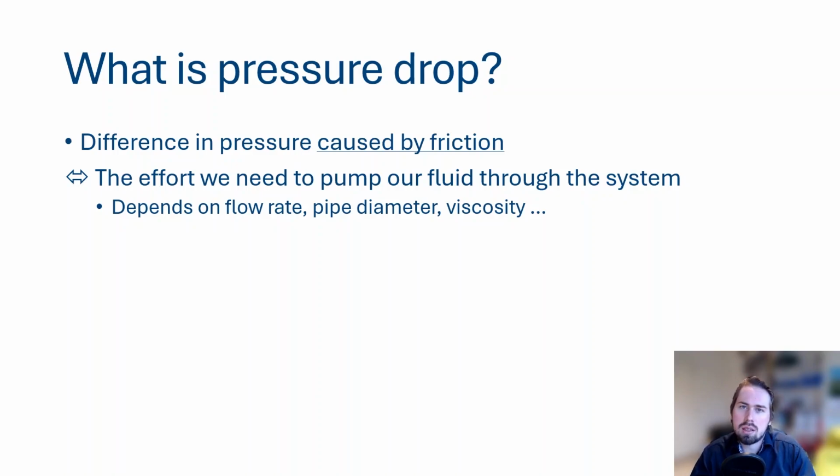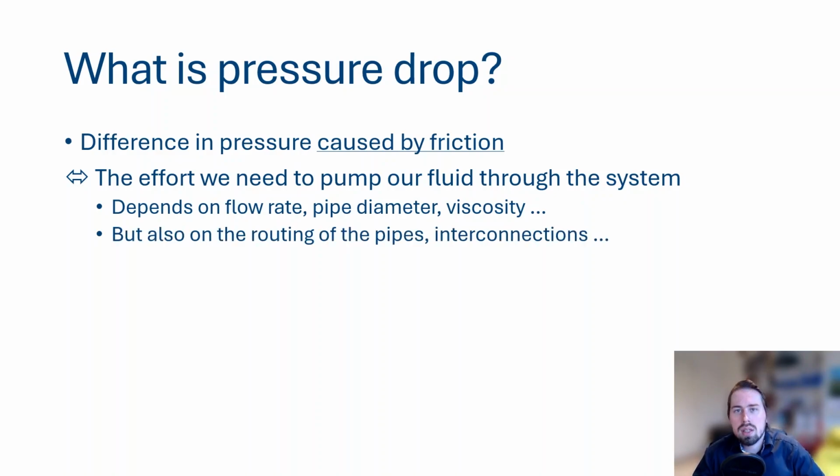If we decrease our pipe diameter, we will have more friction with the surface. We will have a higher fluid velocity. This will also increase the pressure drop and the effort we need to take in order to pump this fluid through our system. When we have a higher viscosity, the same thing happens. Just imagine that you fill your borefield with honey instead of water. You will need way more power, way more effort in order to pump this honey fluid through your borefield.